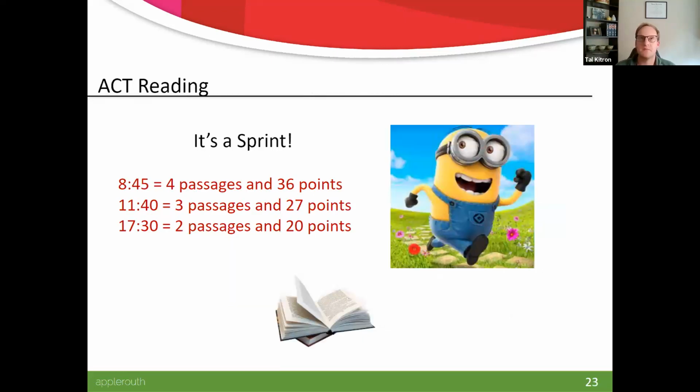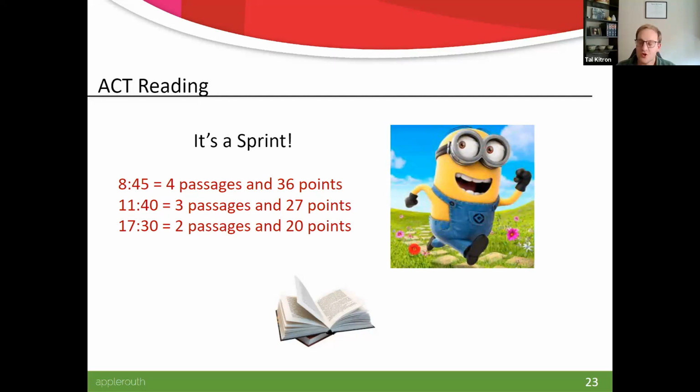Here are just some rules. If we're trying to get to all 4 passages and we're doing standard time, you get 8 minutes, 45 seconds per passage. That means reading probably 7, 8 paragraphs and doing 10 questions. You get under 9 minutes for that. That's a lot less than SAT, but it's usually simpler.